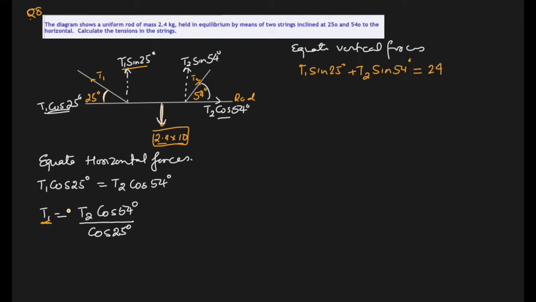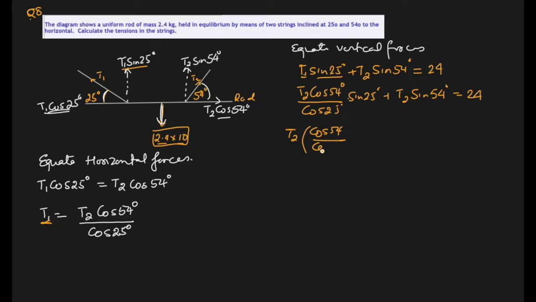And now, since I isolated T1 here, I will replace this T1. So in place of T1, I will write T2 cos 54, that's what I got here, divided by cos 25. And now then we have sine 25 plus T2 sine 54 equal to 24. So in this equation we have just T2, and we can find T2 this way. Let me take T2 common from the 2, and I am left with cos 54 over cos 25 times sine 25 from the first term, and second term T2 is out, so sine 54, and now I will get very close number to what I want. I will just put this in my calculator very carefully, and I will get a number.